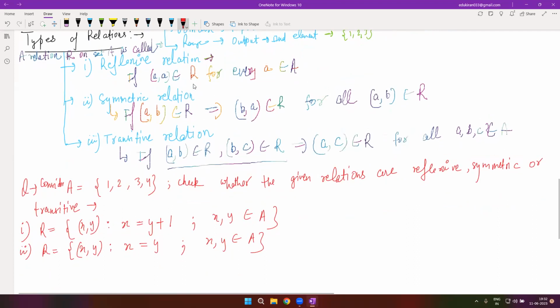Yes, in transitive also, for all pairs, this condition should be applied. For all the pairs given in the relation, the condition should apply. You try this one, it will be clear to you. Guys, start solving these two questions and give me 2 minutes.